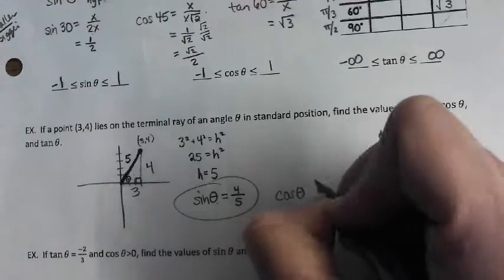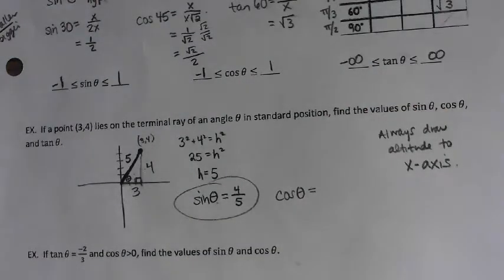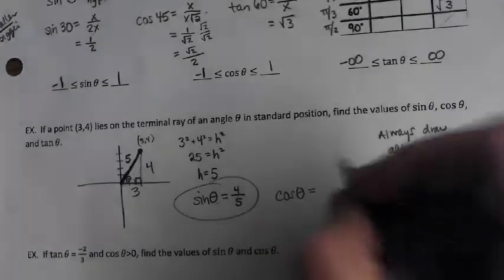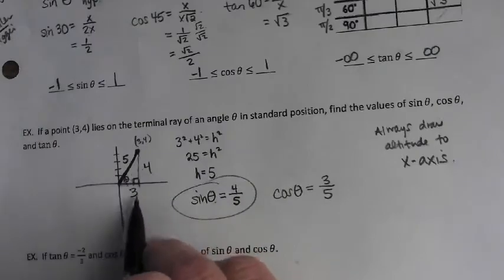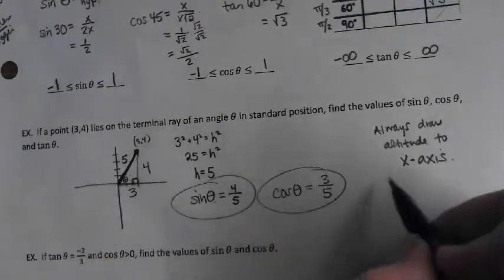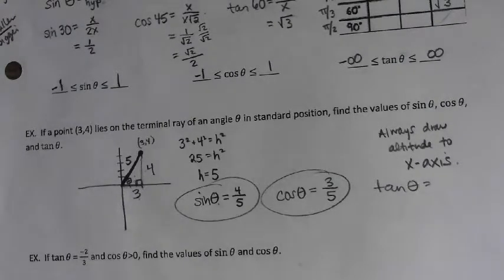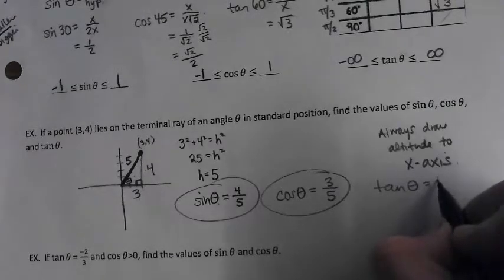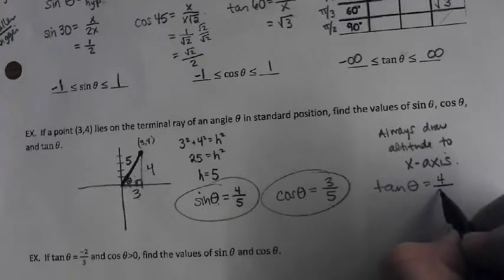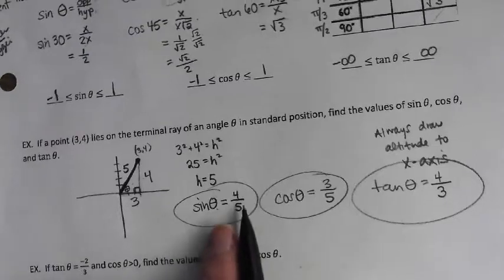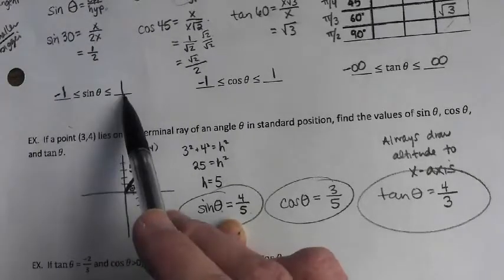What is the value of the cosine of theta? Kaylee Smith. 3 over 5. Adjacent of that angle is the 3, and hypotenuse is 5. And lastly, what is the tangent of that angle? How about John? The opposite is 4, over adjacent 3. Very good. Can we confirm that 4/5 is between -1 and 1?